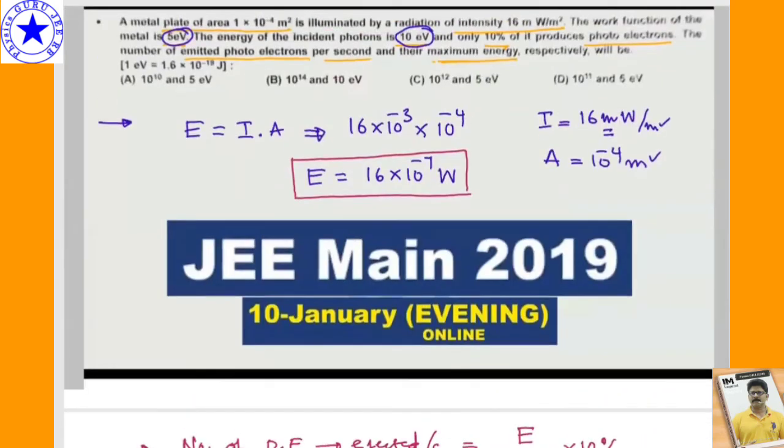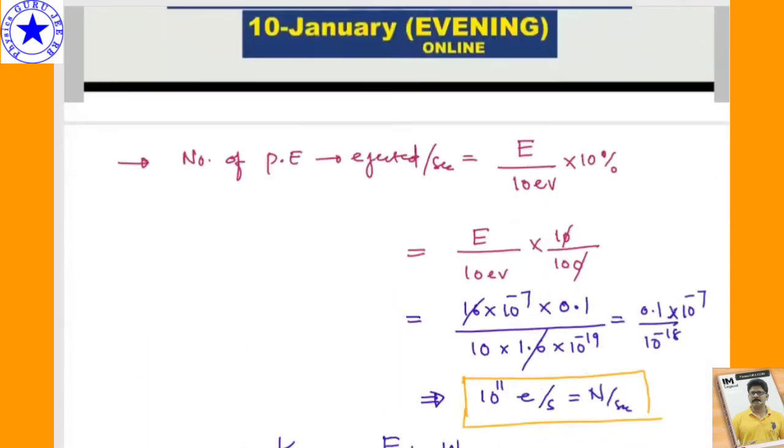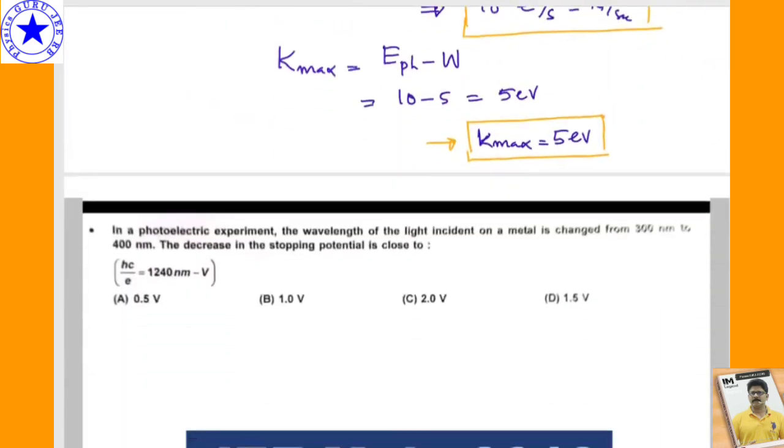So intensity 16 milliwatts is given, and area is given. So we are using the formula E is equal to I into A. Hope this is clear to all, right? Then we proceed to the next problem.